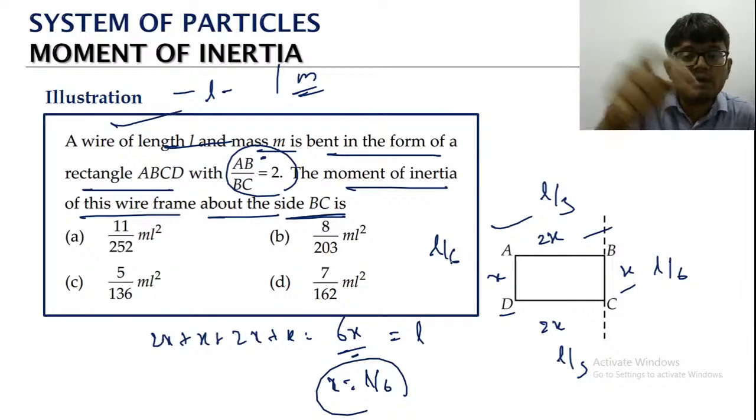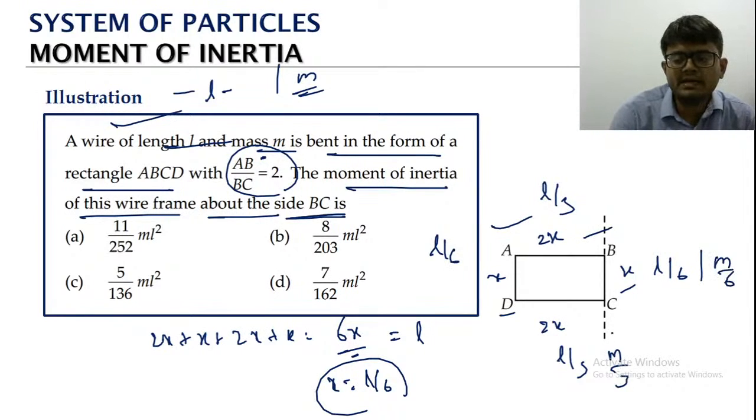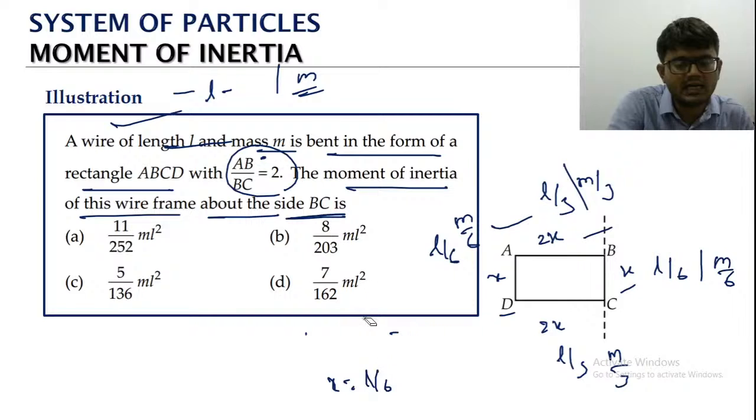Now what about the masses? Because mass will be proportional to length, right? Mass will be proportional to length, which means what? Here the mass will be m by 6. Here it will be m by 3. Here it will be m by 3. Here it will be what? M by 6. So we are able to see what is the mass of each of these portions and also what is the length of these portions.